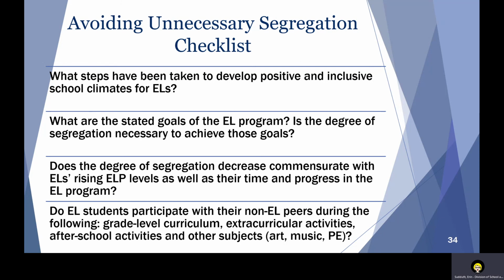What steps have been taken to develop positive and inclusive school climates for ELs? What are the stated goals of the EL program? Is the degree of segregation necessary to achieve those goals? Does the degree of segregation decrease commensurate with the EL's rising English language proficiency levels, as well as their time and progress in the EL program? And do EL students participate with their non-EL peers during the following: grade level curriculum, extracurricular activities, after-school activities, and other subjects such as art, music, and physical education?